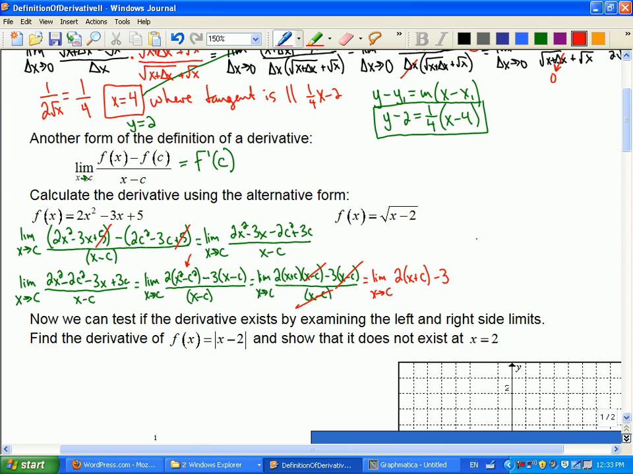So what's going to happen as x goes to c? It just becomes a c, and there's no more division by 0, so this would be 2c plus 2c minus 3. So this will become 4c minus 3. So that's the equation for the derivative. You give me a point for c, I can give you the equation of the derivative for that.